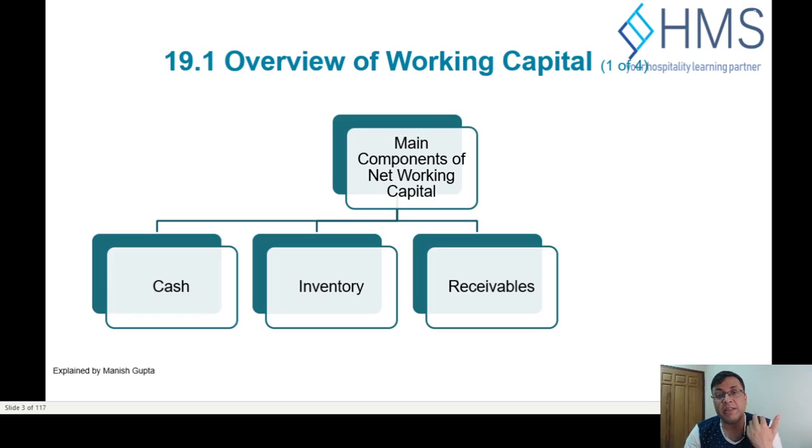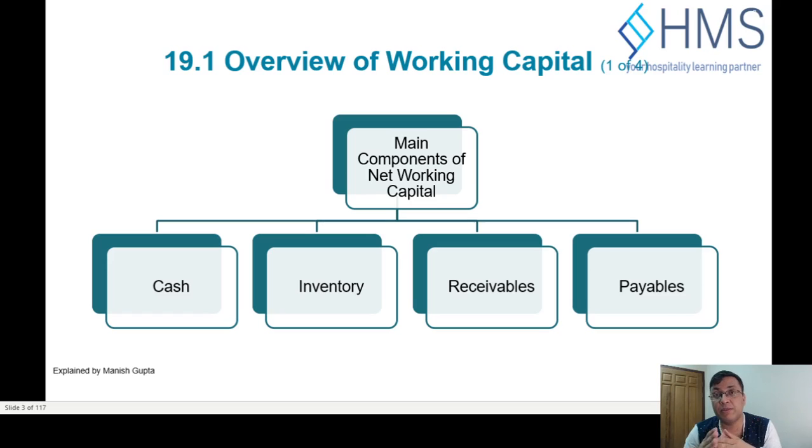And then lastly, the component which helps to finance working capital is payables. When you don't pay your suppliers immediately, just as you collect late from your customers in receivables, you can also pay later to your suppliers. In that case, you are financing part of your working capital requirements.